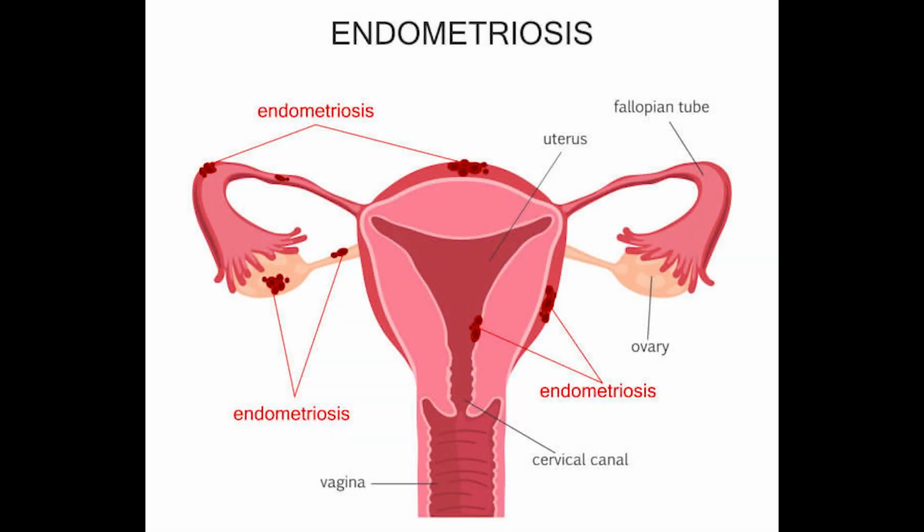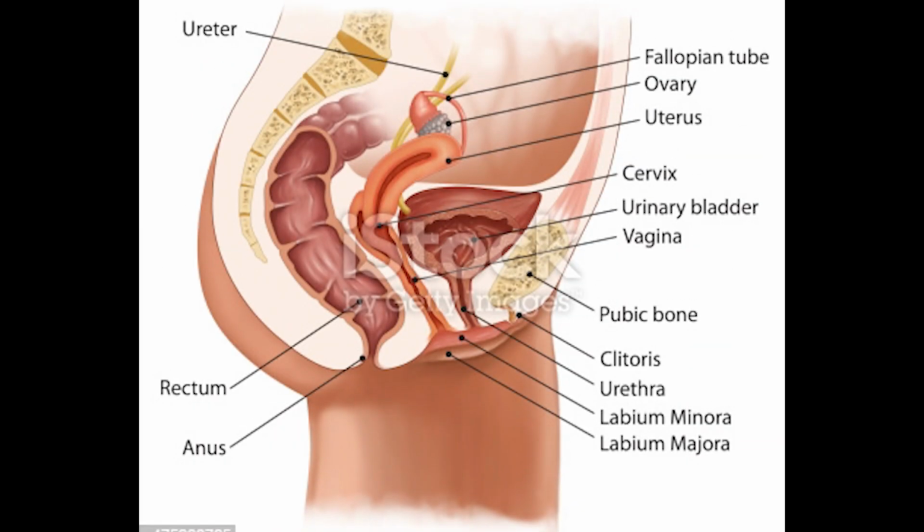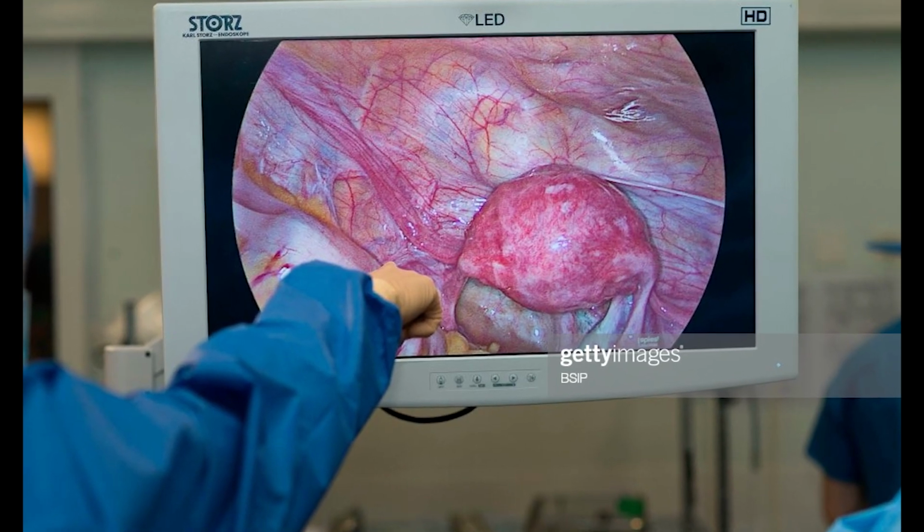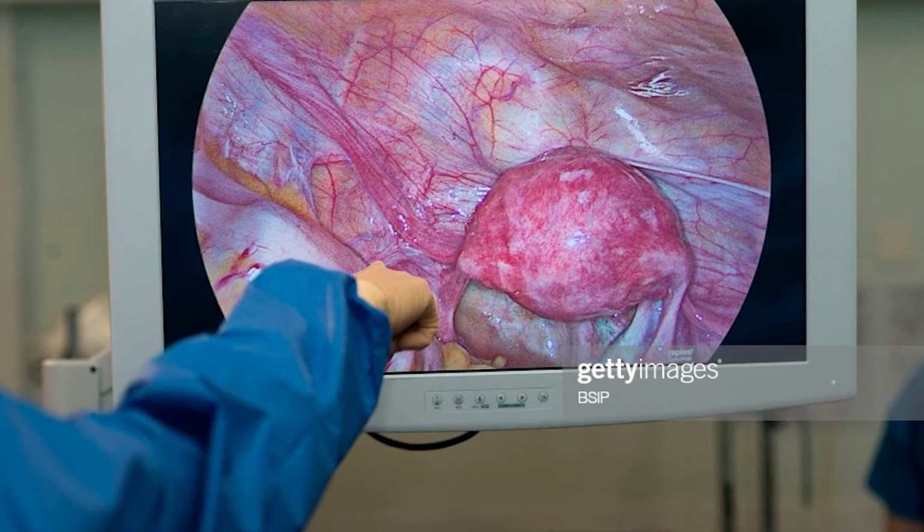Today we will talk about endometriosis and its clinical presentation. Endometriosis is defined as the presence of endometrial tissue outside the uterus. The most frequent sites of implantation are the pelvic viscera and the peritoneum. Today we will talk about diagnosis and clinic presentation.